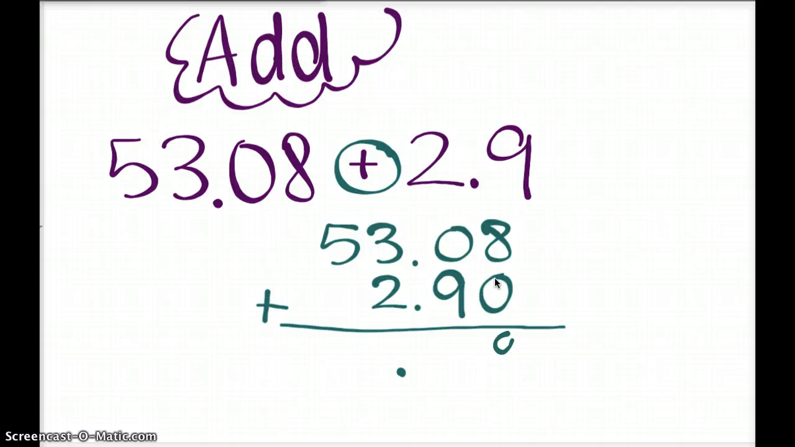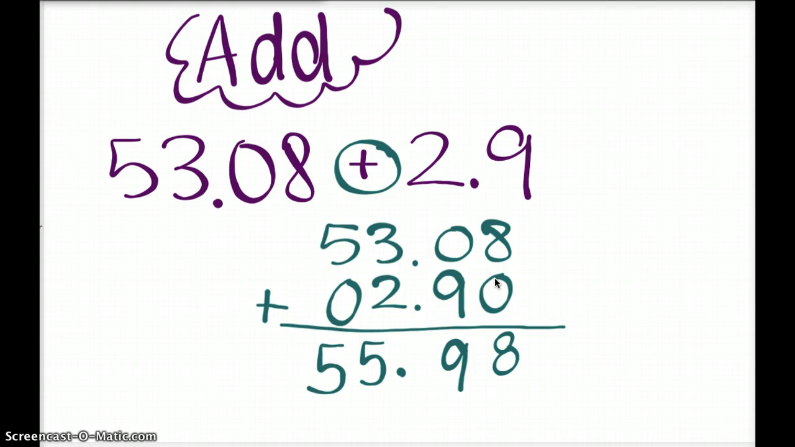8 plus 0 is 8. 0 plus 9 is 9. 3 plus 2 is 5. And 5 plus 0 is 5. So I end up with 55 and 98 hundredths. Okay, remember this is addition, not subtraction, so there was no borrowing. If you had to carry, then you would just carry it over like normal.